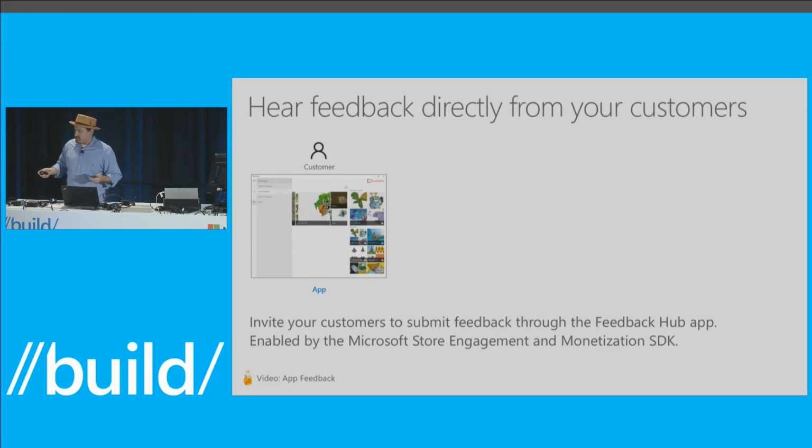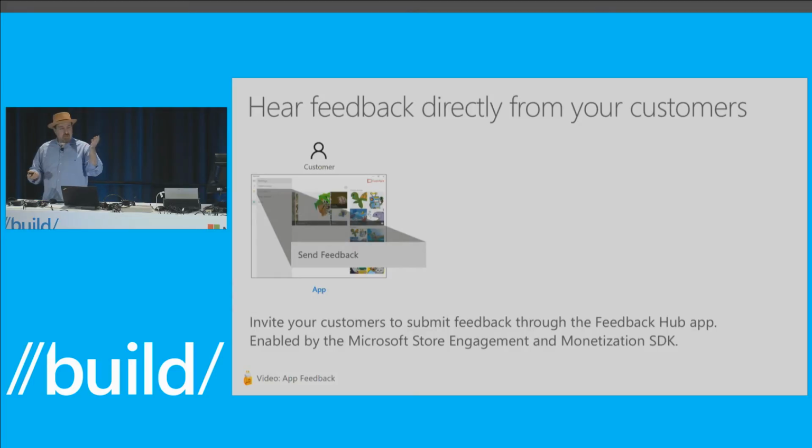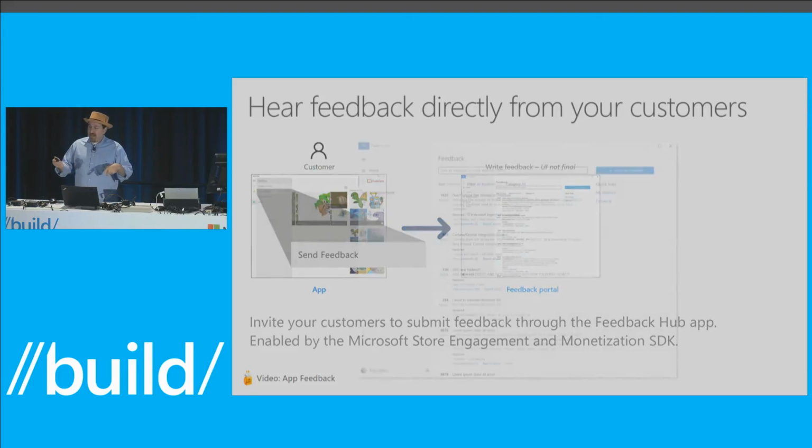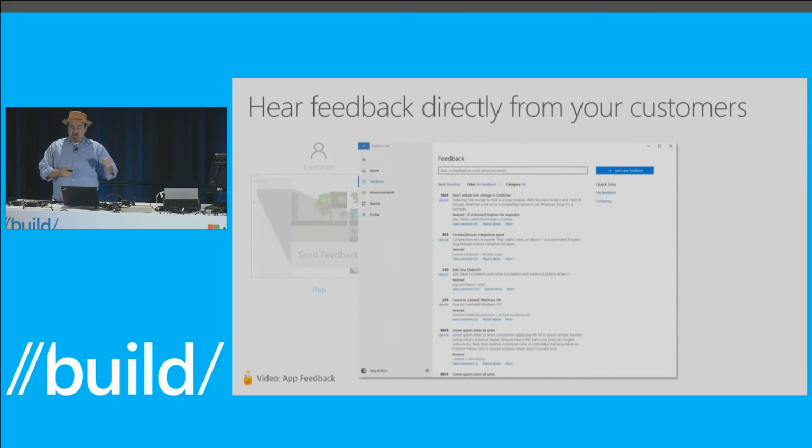Here's how it works. You use the Store Engagement and Monetization SDK to instrument your app to put feedback prompts. You can do it generally, send me feedback about whatever you want, or you can do it after a specific experience. You just use this feature, what did you think? It's still in development. Please let me know whether you liked it or not. That feedback link points to the Feedback Hub app that's built into Windows, and it'll be scoped to your app.